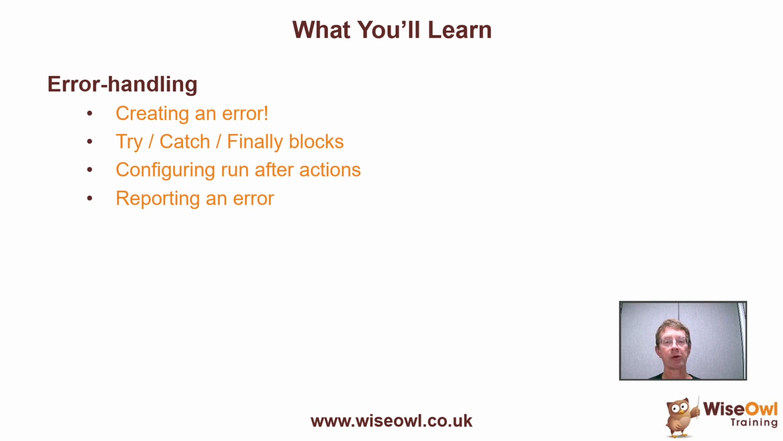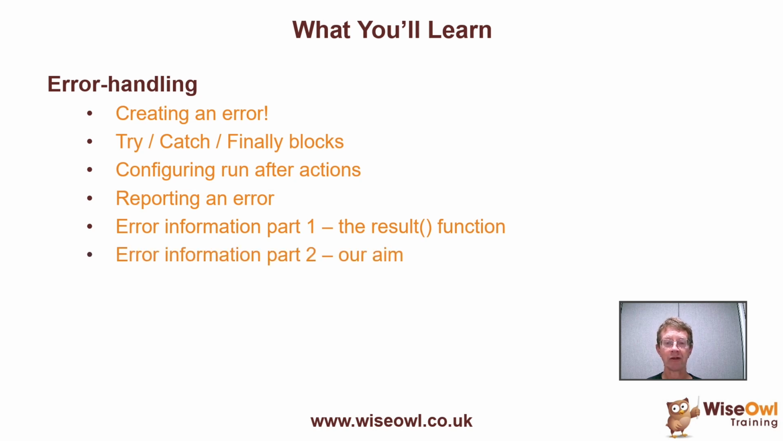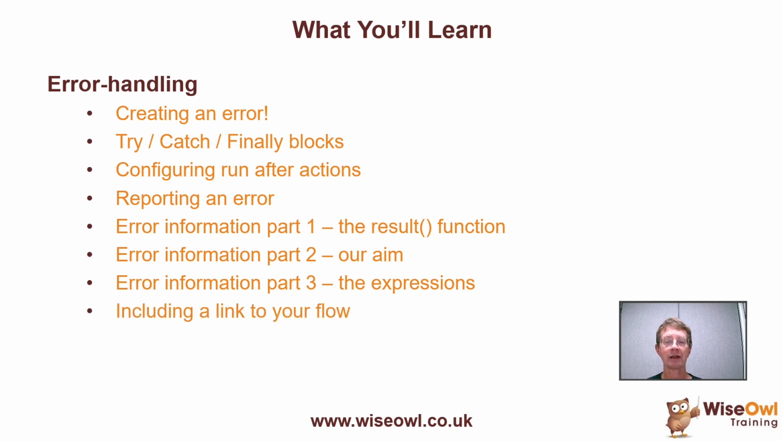So I'll show how you can report an error simply by just showing there's a problem, and then how you can use the result function to pick up more information about it, what we're trying to achieve with this error reporting, and then the complicated expressions, and they are complicated, that you'll need to create in order to pick up on error messages and actions which have caused them to run. And finally, I'll show how to link to your flow so that when you send an email to yourself saying there's a problem, you'll be able to click on a link and actually show the flow.